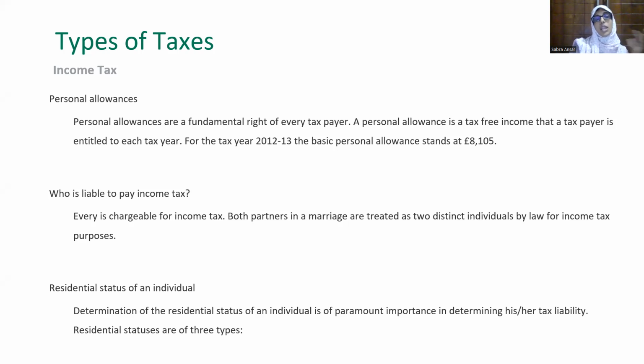And now, who is liable for income tax? If there are two individuals who are partners in marriage, both of them will be considered as two distinct individuals. Even with parents and kids, each person is still considered a separate individual under the income tax law.